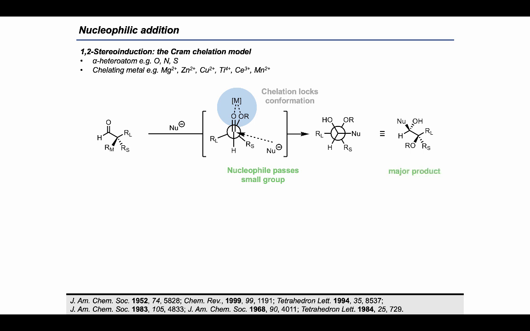Reactions involving Lewis acids of highly charged metal ions, such as those shown at the top, will typically chelate to suitable substrates. Lithium ions may also be involved in chelation, while sodium and potassium typically are not.